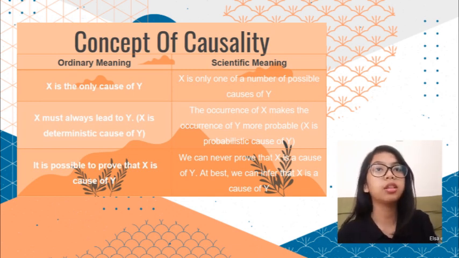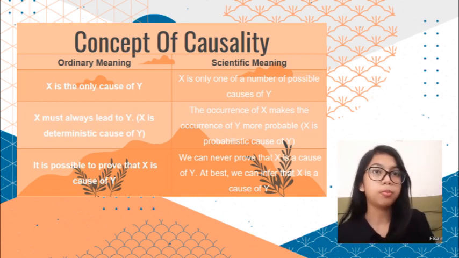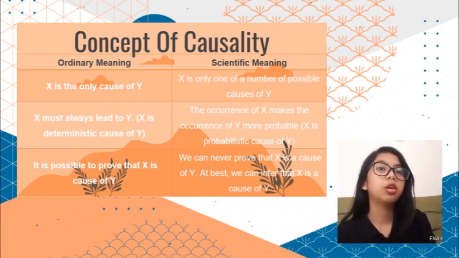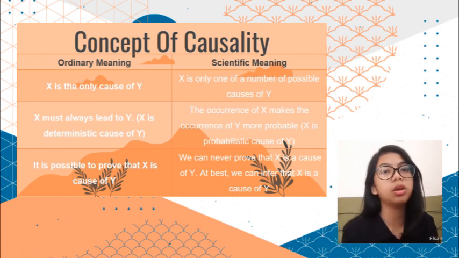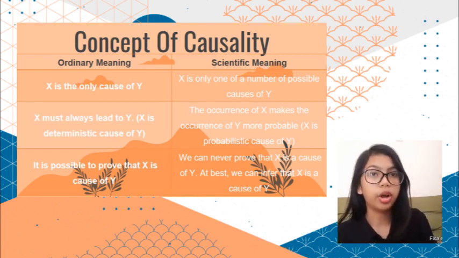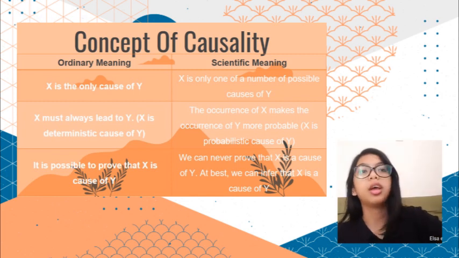The second is the scientific meaning. X is only one of a number of possible causes of Y. The occurrence of X makes the occurrence of Y more probable, or X is a probabilistic cause of Y. We can never prove that X is a cause of Y. At best, we can infer that X is a cause of Y.